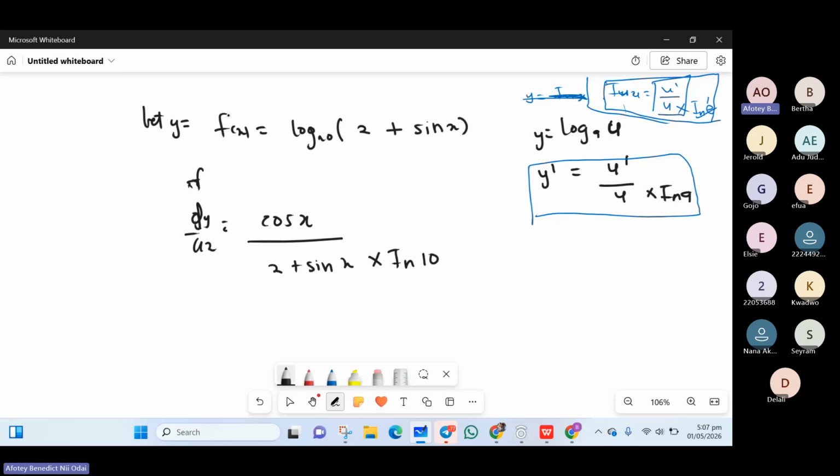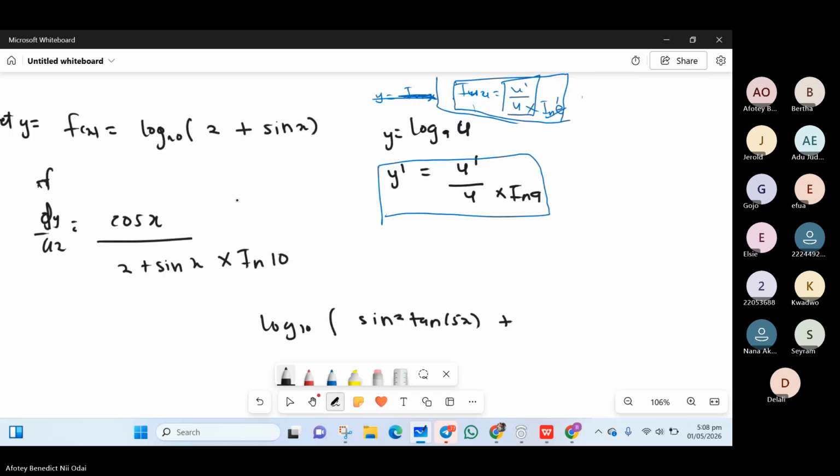So all the types of differentiation that we've gone through, every single one of them follows the same format, right? But the part that becomes tricky or confusing is when different types are combined. So you can have this same question, but instead of the 2, you'll have something like sine square tan 5x plus, let's see, e to the x sine x. So you'll be getting something similar to this, right?